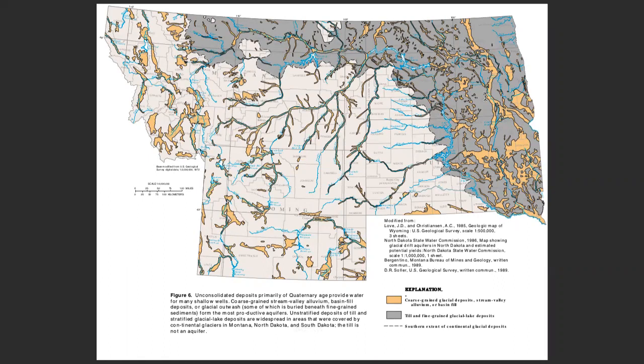So the first thing that I want to highlight is that here, all the quaternary alluvium is mapped in yellow. And quaternary alluvium is the sediments deposited by active river systems, right?